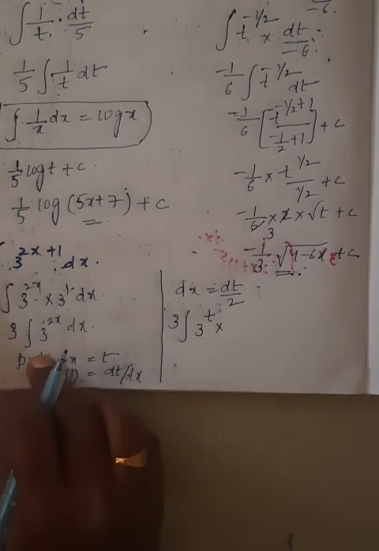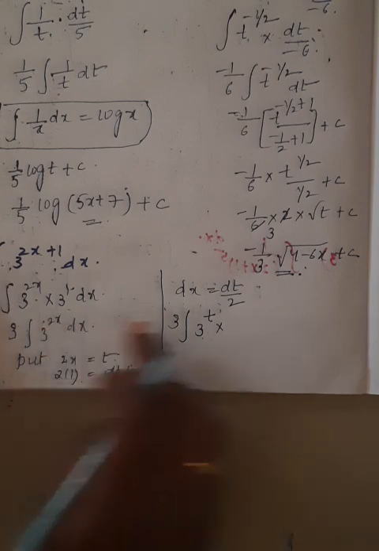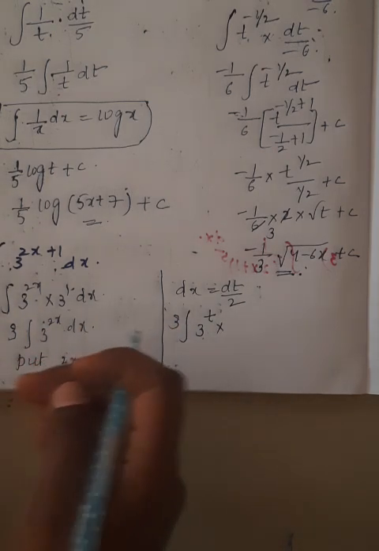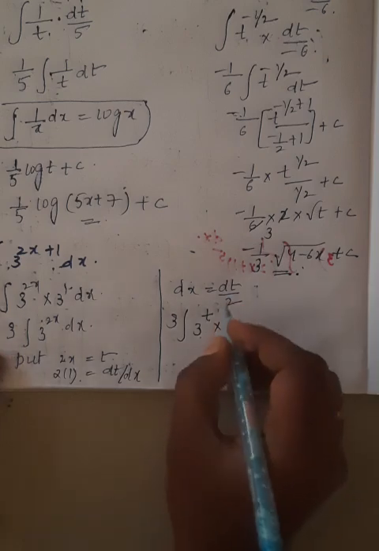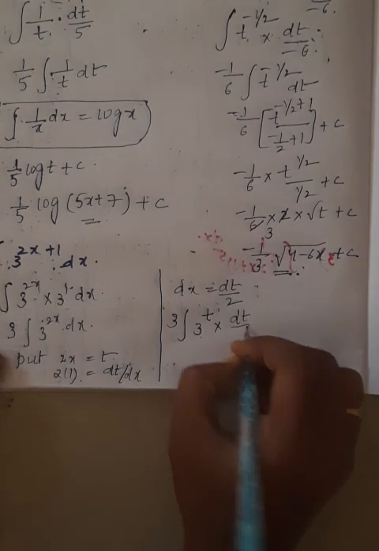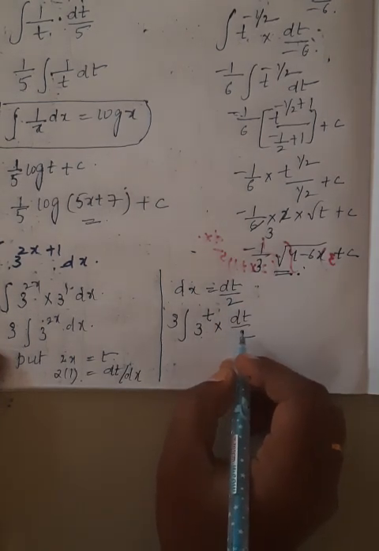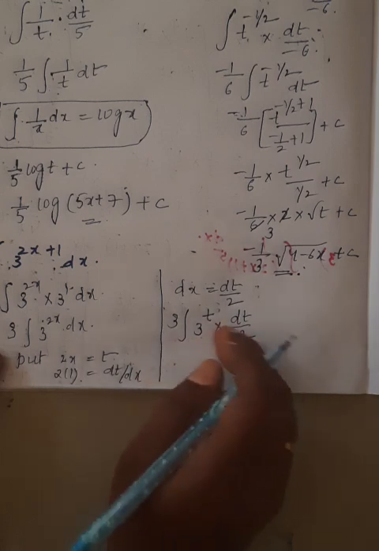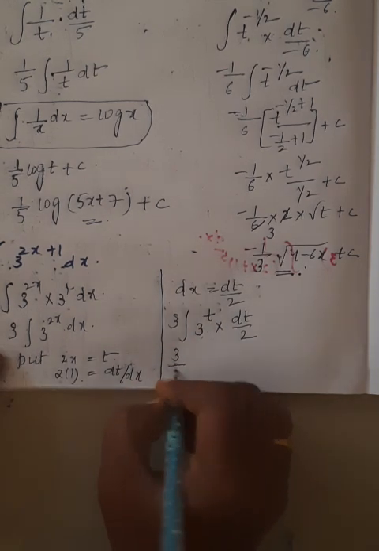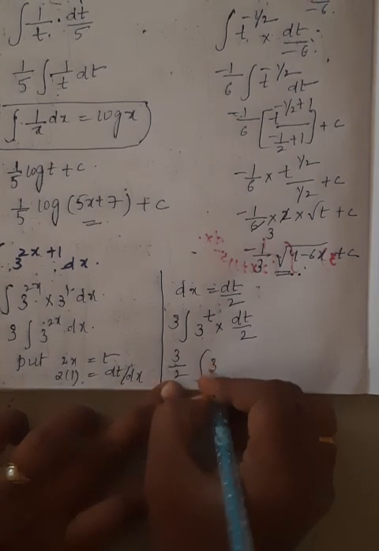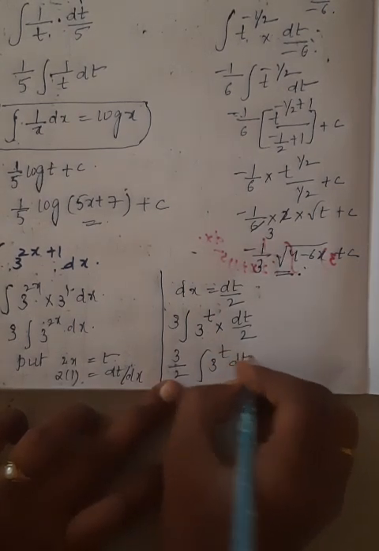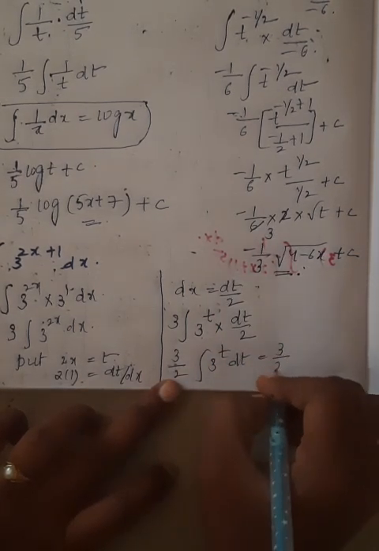So here 3 power 2x is there. So here in place of 2x we have taken t, into in place of dx I have to put dt by 2. So we have to write 2 outside. So it will become 3 by 2 integration of 3 power t dt, which is equal to 3 by 2 into.